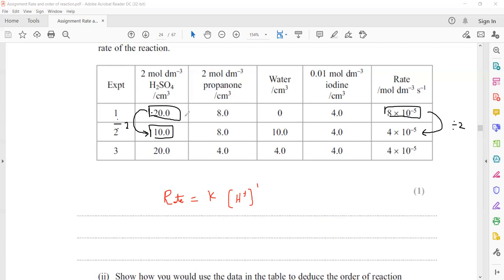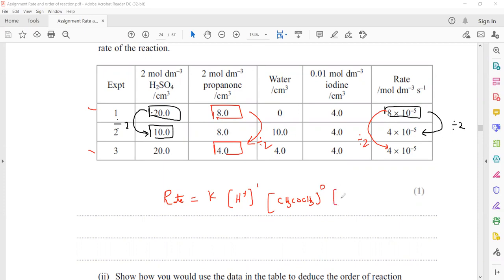And when we check experiment 1, because if we compare experiment 1 with 3, so this is 8, this becomes 4. If this is becoming 4, what happened? Experiment 1 and 3, it means it divided by 2, the rate also divided by 2. So what it confirmed, it confirmed this is first order with respect to propanol. Is it clear?